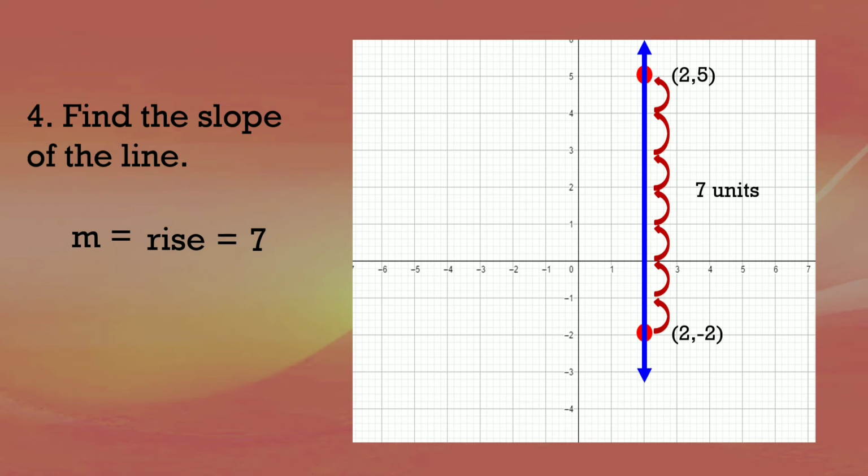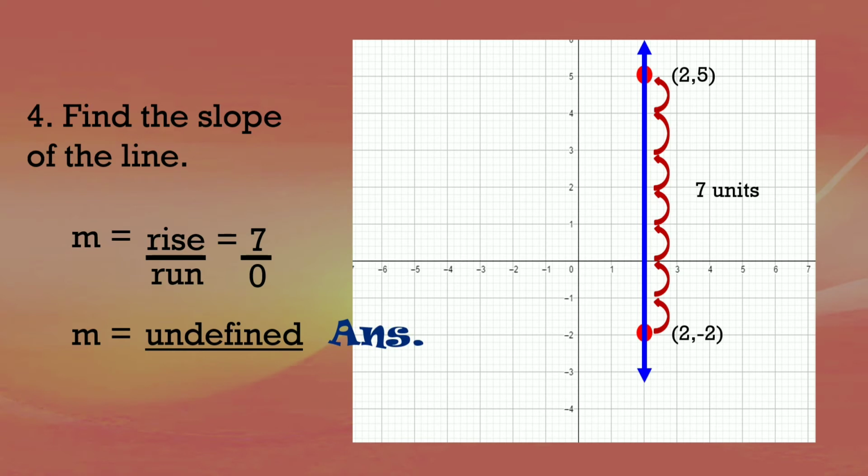And then, dahil wala naman tayong horizontal dyan, wala tayong run. So, ang run natin ay 0. So, 7 over 0 is undefined. So, our slope is undefined. So, yan yung ating sagot. So, ganun lang yung sa method number 2. So, sa letter B, rise for the vertical or change in y coordinate and run for the horizontal or change in x coordinate. So, ganun lang siya kadali.